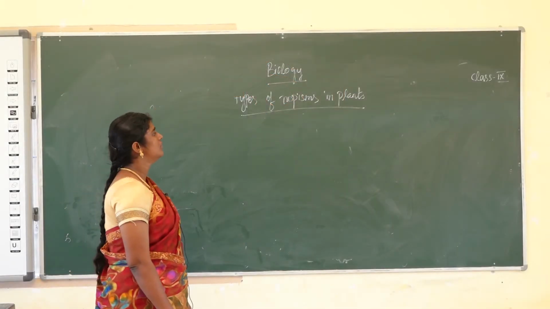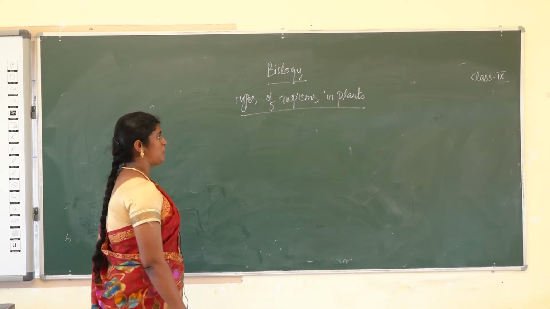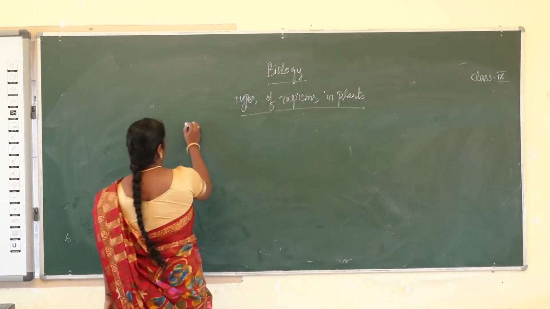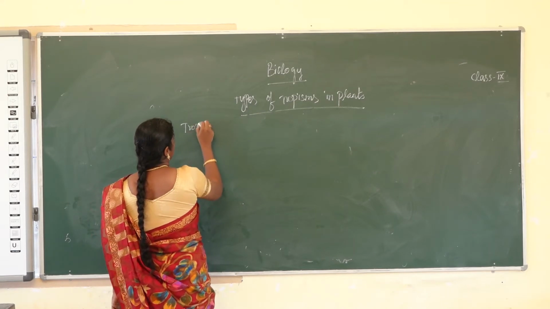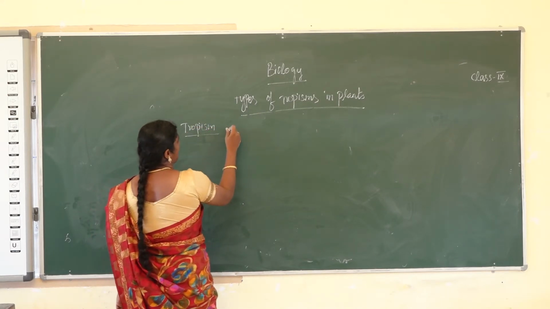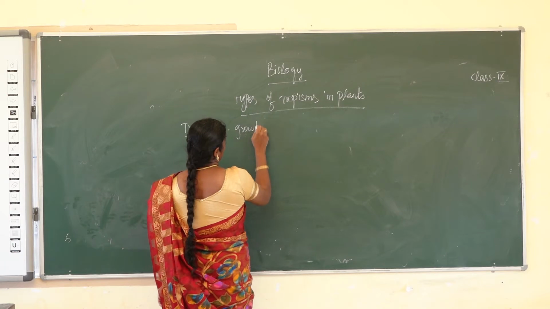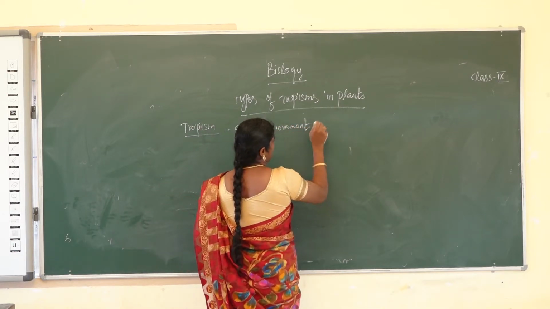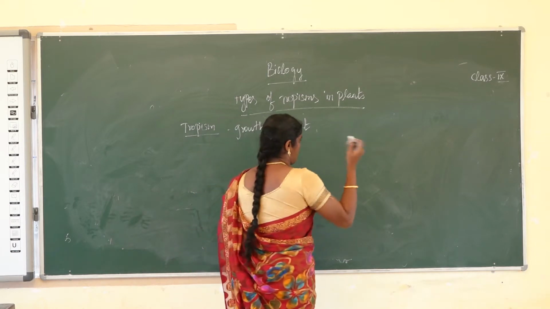Good morning students. Today we are going to see about types of tropism in plants. First, what is tropism? Tropism is one of the growth movements whose direction is determined by the direction of the stimulus.